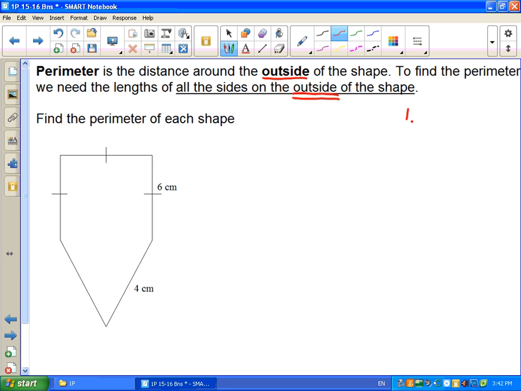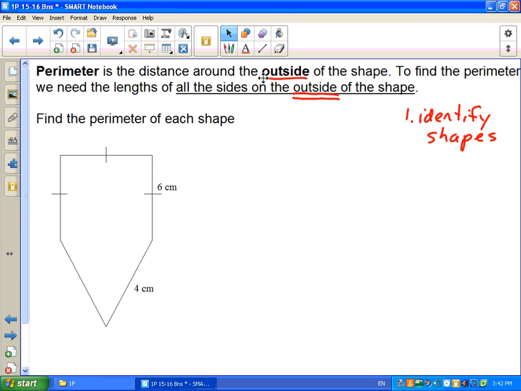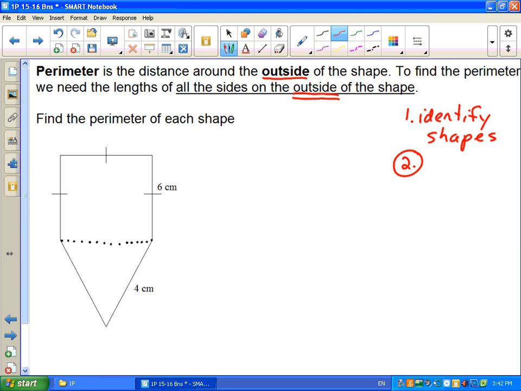First thing, it's always helpful to identify the shapes. So what two shapes are going together to make up our composite shape? Well, if we draw a little dotted line here again, we know that we have a square and a triangle. Okay? Now remember that dotted line that I just drew does not contribute to our perimeter. Here's the important step, step 2. We want to label our diagram with all of the outside lengths, the lengths of all of those outside sides.